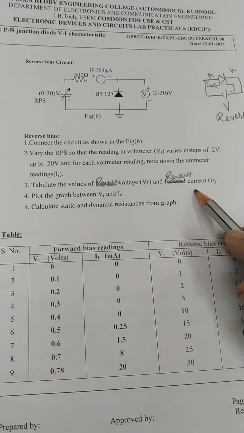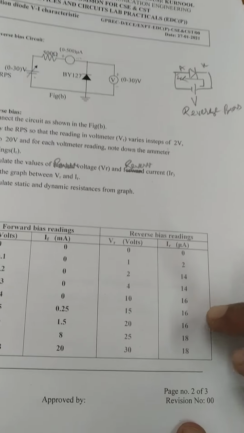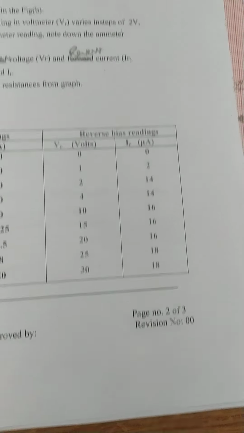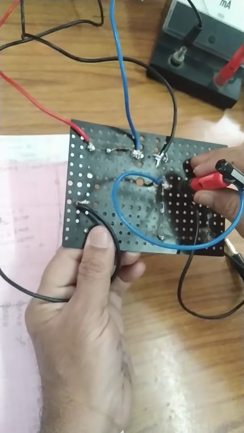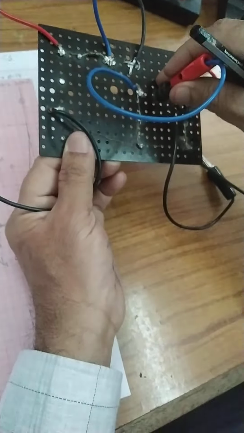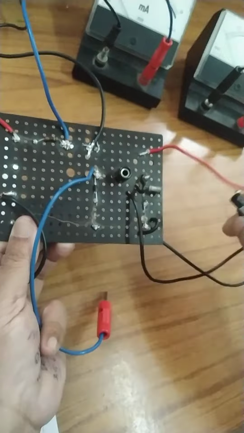Plot the graph for the obtained values. So these are the values for reverse bias, these are the model values. Now in our lab circuit, first switch off the circuit and take out this forward bias connection.